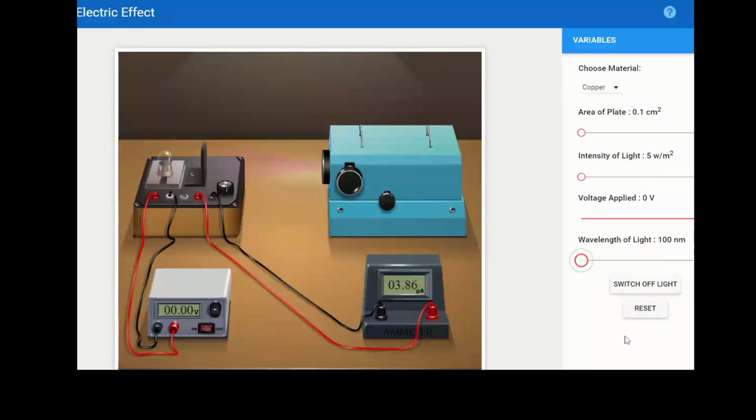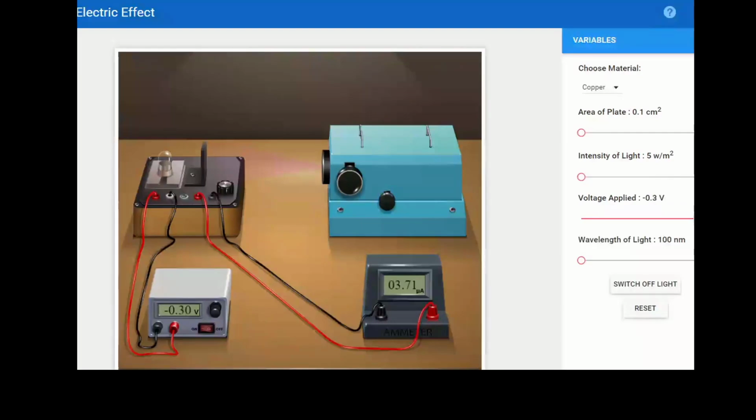So now we have to plot the VI characteristics. In this case, you see the applied voltage is showing 0 volt, and your slider is at the maximum point here. At the maximum point it shows 0, because we are applying the reverse potential, that means in the negative direction. That's why they have made it this way. By choosing these variables, you will now increase the voltage.